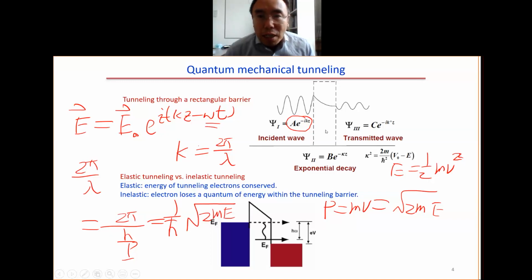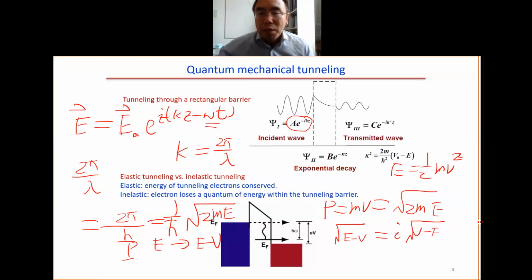The difference here is that inside we put the term E, so the E becomes E minus V, where V is the potential barrier. Because the potential barrier is higher than E, this is a negative number. So it becomes V minus E, which is a positive number, and that's why you have this inside.